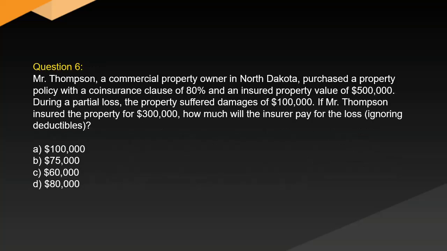Question 6. Mr. Thompson, a commercial property owner in North Dakota, purchased a property policy with a coinsurance clause of 80% and an insured property value of $500,000. During a partial loss, the property suffered damages of $100,000. If Mr. Thompson insured the property for $300,000, how much will the insurer pay for the loss, ignoring deductibles? A. $100,000. B. $75,000. C. $60,000. D. $80,000.